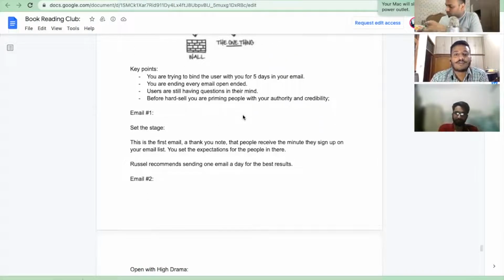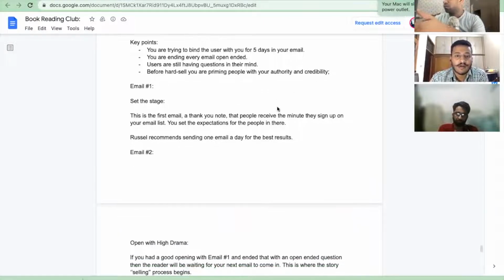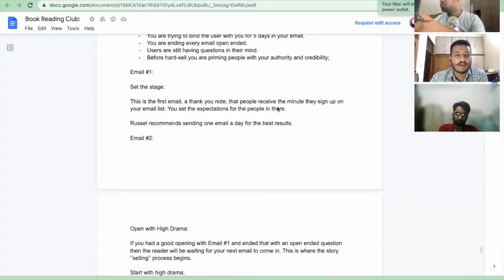Users will have questions after reading the whole email. Whenever a person reads the first day's email, he will have lots of questions in his mind, and at the end of that email we promise that we will answer all his questions tomorrow. So he will come back tomorrow to get his questions answered. In that way, our emails will be opened by everyone and will be very engaging, and that will also help us build authority and credibility.